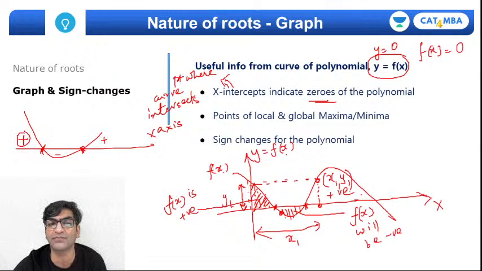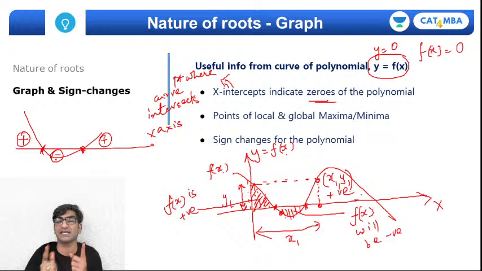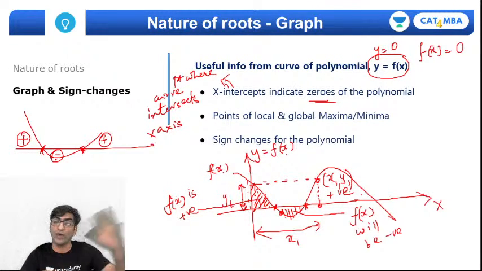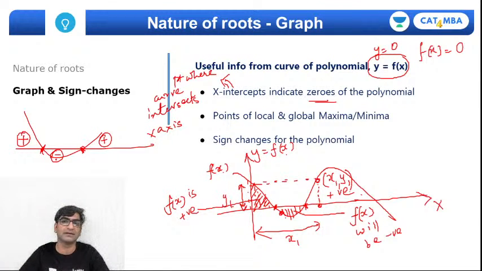So plotting the curve gives me these three useful bits of information. It tells me where the curve intersects the x-axis. That's where the function is 0. It tells me where maxima or minima points occur. Wherever the curve goes up or down and rebounds, that will be the point of local maxima or minima. And third, it tells me the sign change: where it was positive, where it is negative, and where the sign change happened, right?